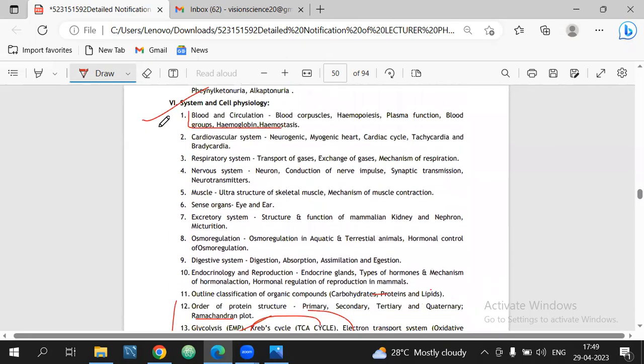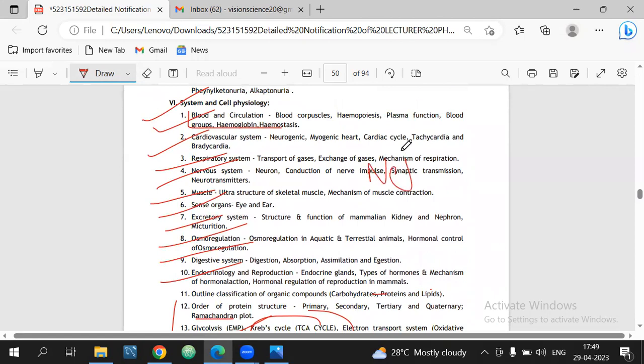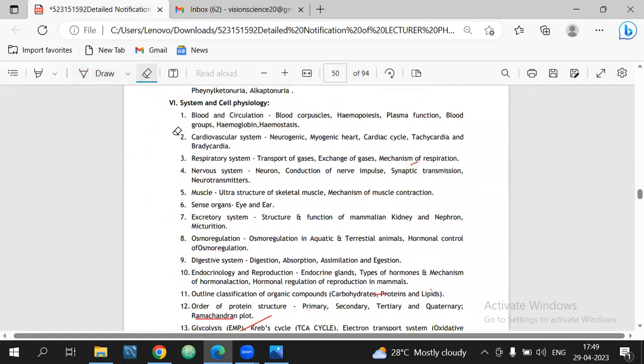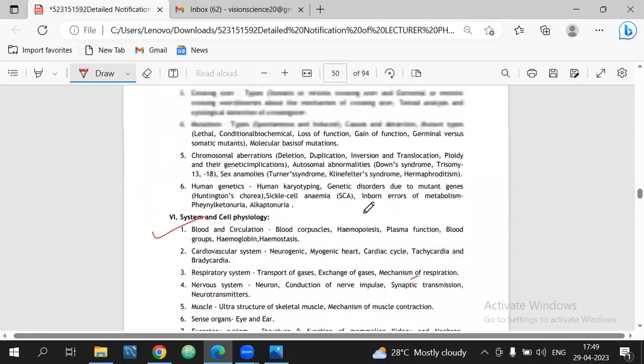And apart from that, see here, they included blood circulation, CVS, respiratory system, nervous system, skeletal muscle system, sense organs, excretory system, osmoregulation, digestive system, endocrinology. Friends, these are all up to NET level you have to study, which means I want every student to study complete PG level. Then only you can answer the questions which are appearing from these particular units.